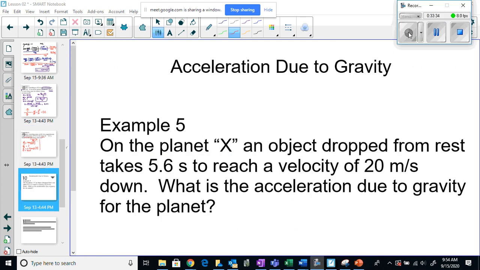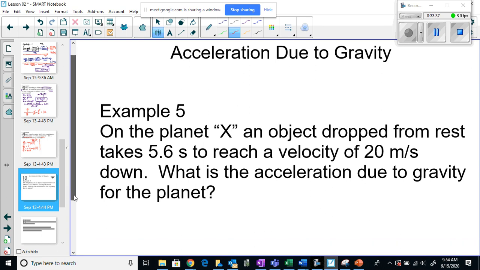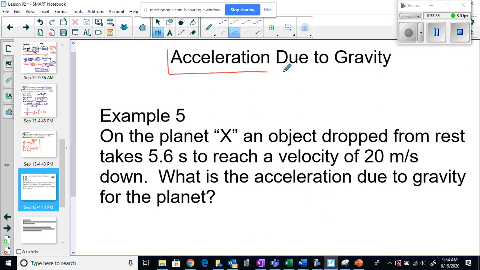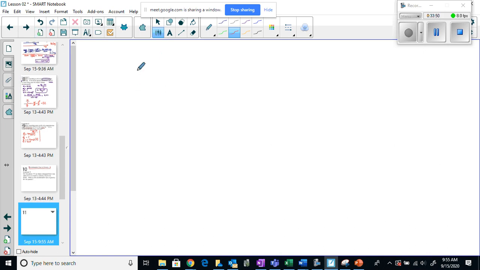Okay, so now we have to talk about what is known as the acceleration due to gravity. The acceleration due to gravity in general is known with the letter G. It has its own letter because it is unique. No matter what, you are experiencing it.